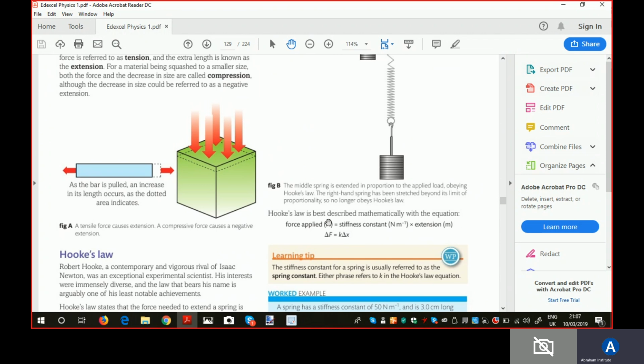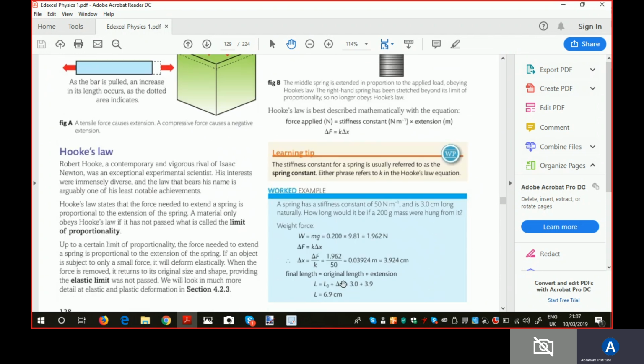Okay, so Hooke's law is best described mathematically with this equation. The applied force is equal to the stiffness constant times the extension. The stiffness constant, k, is also called the stiffness, elastic constant, or spring constant. All those words are used to mean the same thing. The stiffness constant for a spring is usually referred to as the spring constant. Either phrase refers to k in the Hooke's law equation, and you should know what Hooke's law is. Okay, this is what we have.